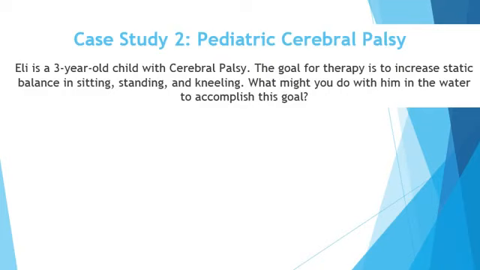Eli is a 3-year-old child with cerebral palsy. The goal for therapy is to increase static balance in sitting, standing, and kneeling. What might you do with him in the water to accomplish this goal? Pause to decide what you want to do with him.